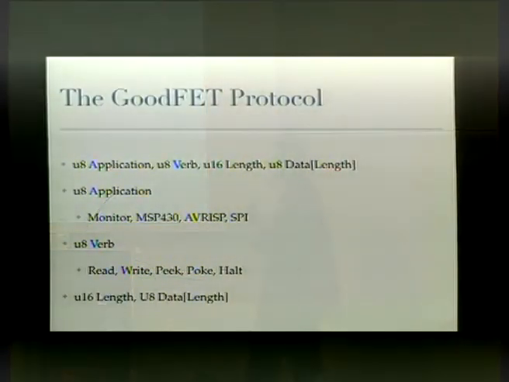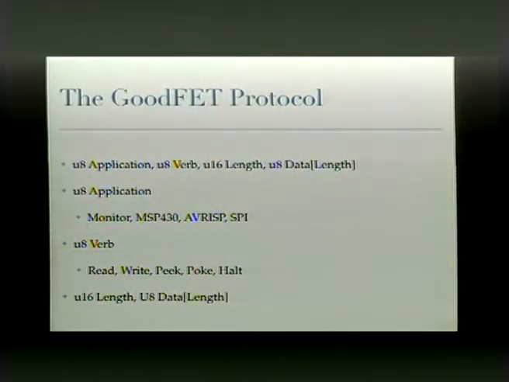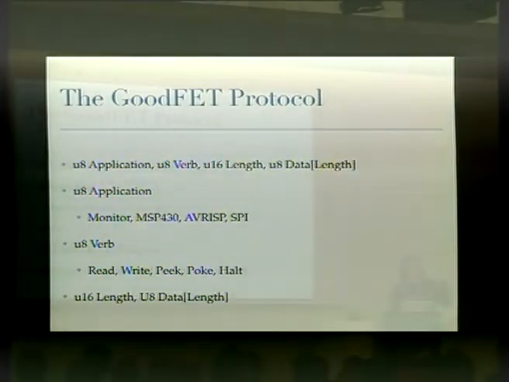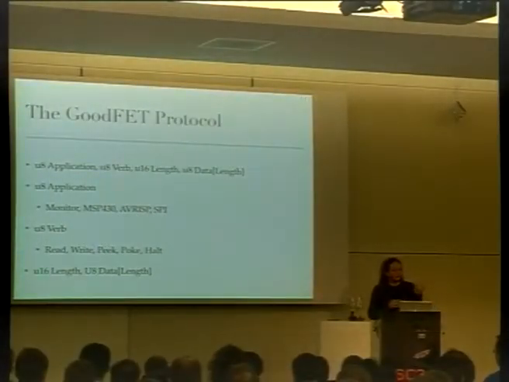The protocol itself is as simple as possible. You have a single byte for the application. You have a single byte for the verb. The application might be for the monitor, if you want to read and write the memory of the debugger itself. Like if you want to check its version number, you actually just grab a value out of flash memory. If you want to know which chip is in your version of the debugger, you can just grab its model number out.